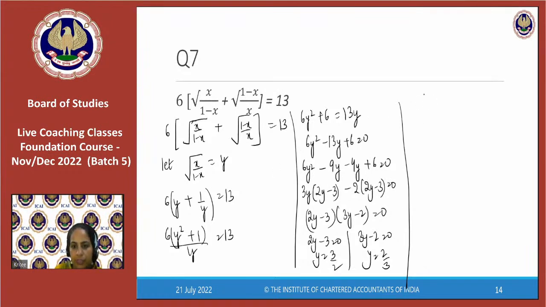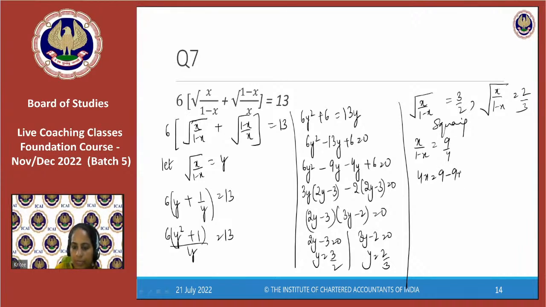I'll substitute this. Square root of x upon 1 minus x is equal to 3 by 2. And square root of x upon 1 minus x is equal to 2 by 3. So squaring on both sides, this gives you x upon 1 minus x equal to 9 by 4. Cross multiply. 4x is equal to 9 minus 9x. So 13x is equal to 9, so your value of x is 9 by 13.